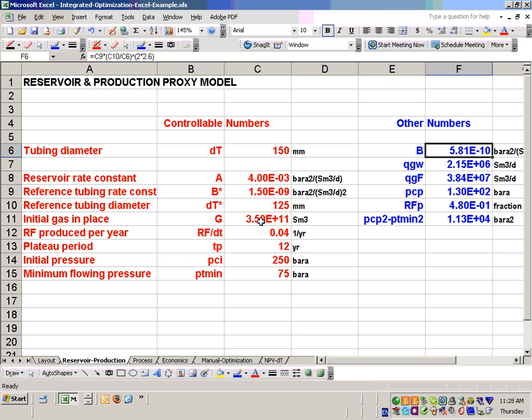We've got the initial gas in place. We're making the assumption that we sell to the purchaser a fixed amount of the initial gas in place per year. That's a typical way to set up a gas contract. Here it's 4% per year, and then there's how long we're going to sell the gas in the contract. This is the initial pressure of the reservoir, and this is the minimum flowing pressure.